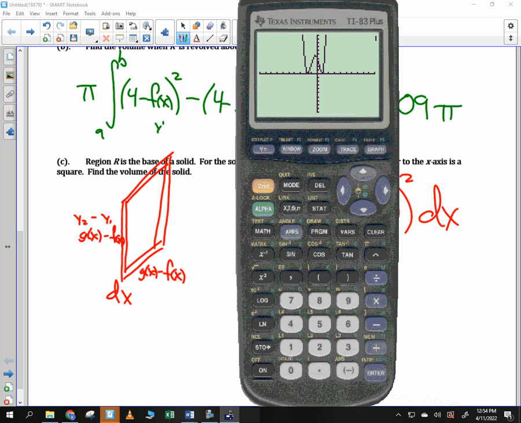Can somebody read off my bounds for me again? I'm going from what? Negative 1.67. And then my upper bound is going to be 0.8683. It's going to do that computation, and I have 6.358.